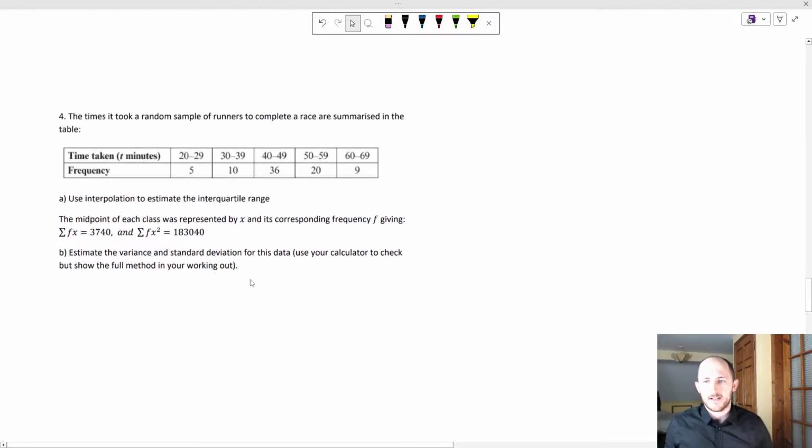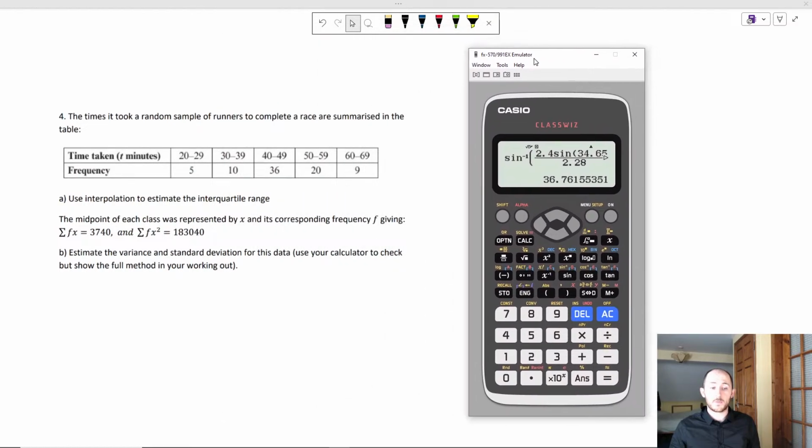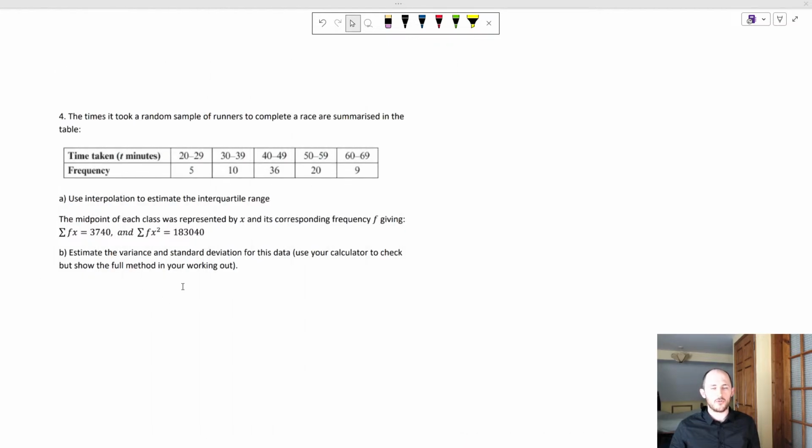Okay. This is where things get a bit more interesting. Interpolation tends to be pretty awful, in my opinion, for a lot of students, as well as the variance and standard deviation. If you notice, it says use your calculator to check. So, the reason for this is obviously on the calculator, there are methods to work out the whole thing. This is A-level stats, believe it or not. Year 12 stats is fairly similar to GCSE, but a lot of people just use statistics on their calculator. It's not accepted, okay? You have to use the formulas.